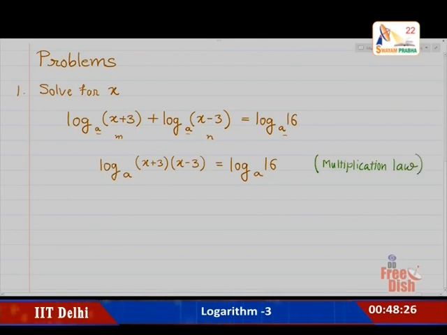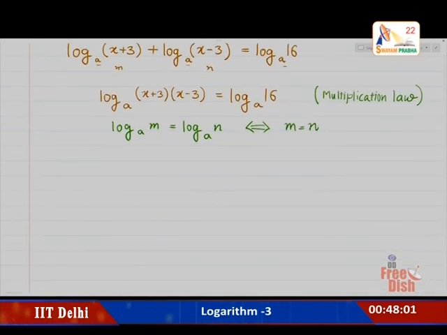That is our property 1. Now this can be further simplified, since I am saying log to the base a of m is equal to log to the base a of n. This can happen only when m is equal to n, isn't it? So now I will use this property and say that my x plus 3 into x minus 3 is equal to 16.